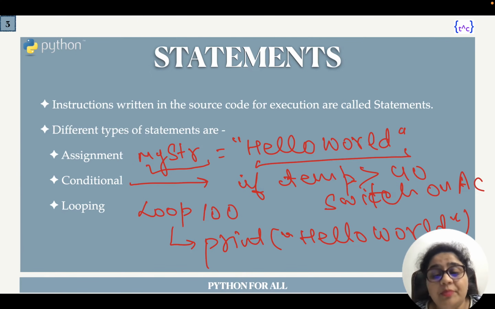Okay, and loop 100. So when I put print hello world inside loop 100, that means it will print hello world 100 times, right? Similarly, it could be 10, it could be 1000, it could be lakhs, anything. So loop is very helpful. In detail, assignment, conditional and looping statements will be covered in separate lectures. So keep watching subsequent sessions as well.